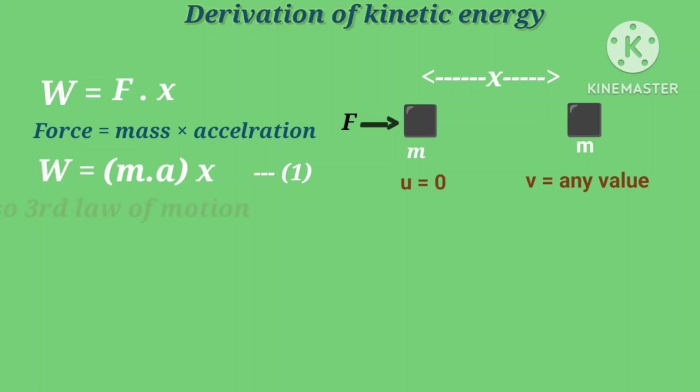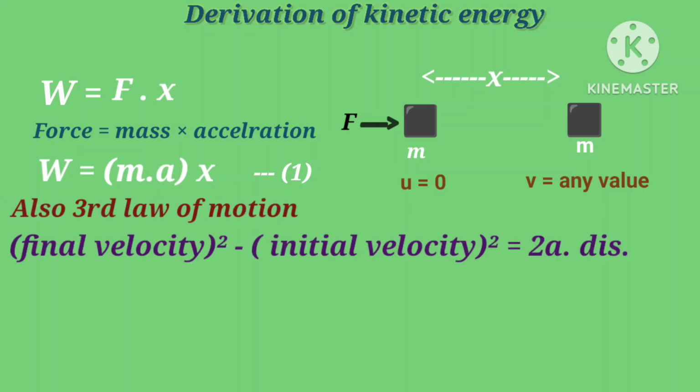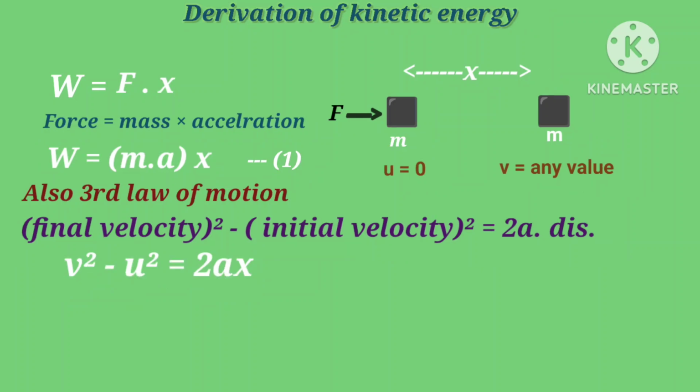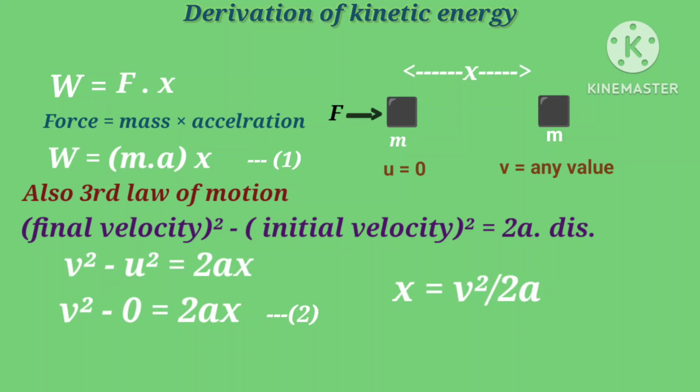Also, from the third equation of motion, which states that the square of final velocity minus the square of initial velocity is equal to 2a into displacement, which in our case is v square minus u square is equal to 2ax. In this case, we assume the initial velocity u is equal to 0. Then we have v square minus 0 is equal to 2ax, and this will be our second equation. If we further solve this equation for x, then we have x is equal to v square divided by 2a.